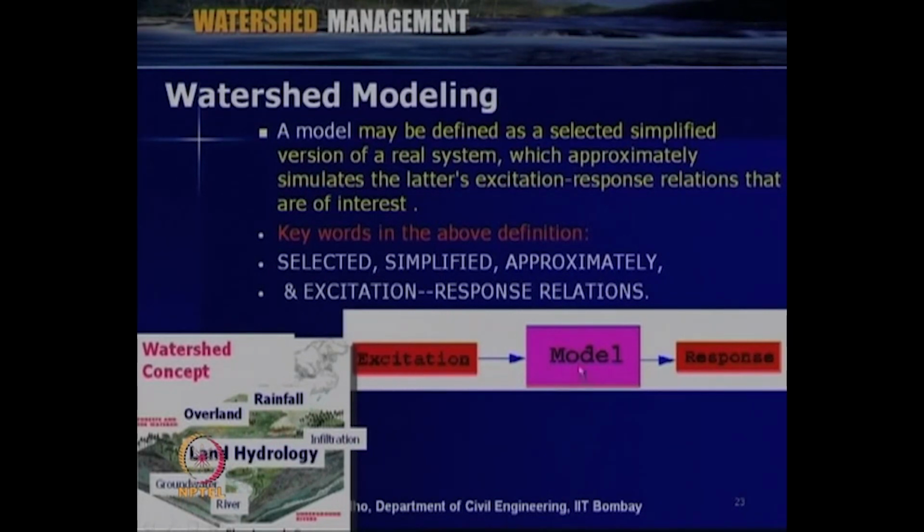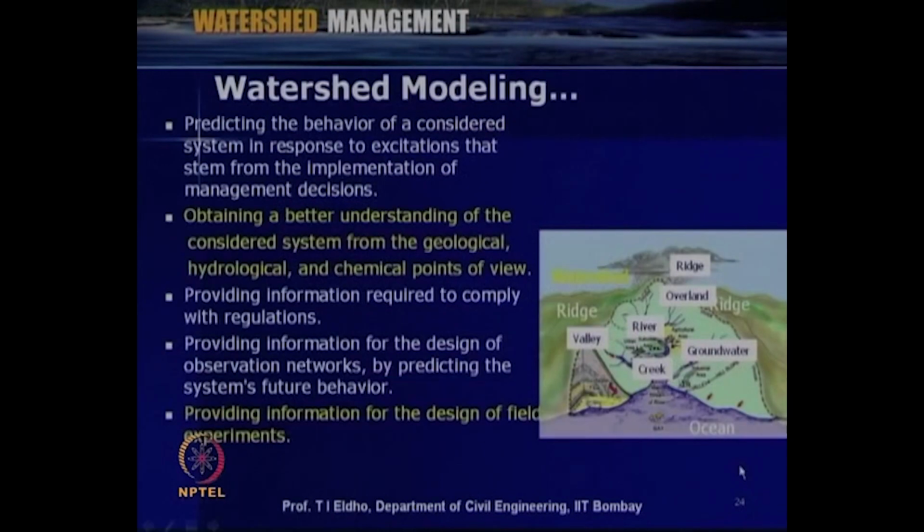So, excitation, then we will be having a model, then that model gives the response. So, the rainfall to runoff. So, model means that for the given rainfall we want to identify how much is the runoff. So, the runoff is the response, rainfall is the excitation, and by running the model we get the runoff. So, now as far as watershed modeling is concerned, we go for prediction of the behavior of a considered system or so-called watershed in response to excitations that stem from the implementation of the management decision.